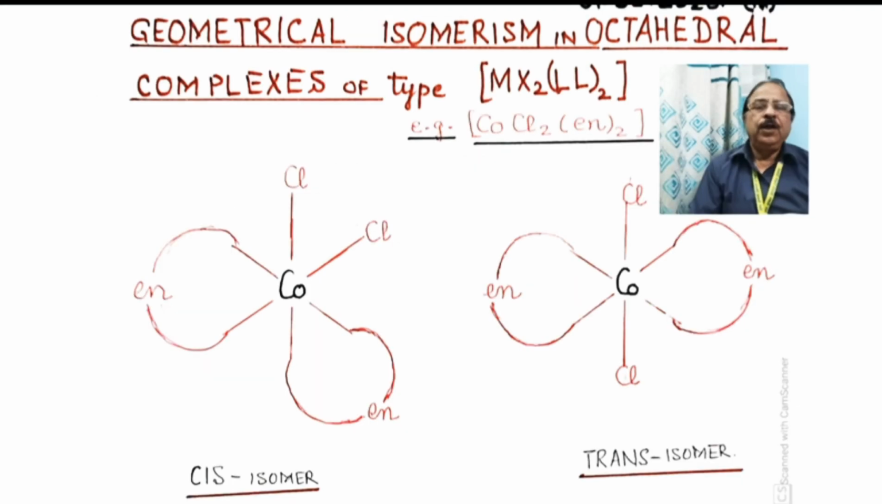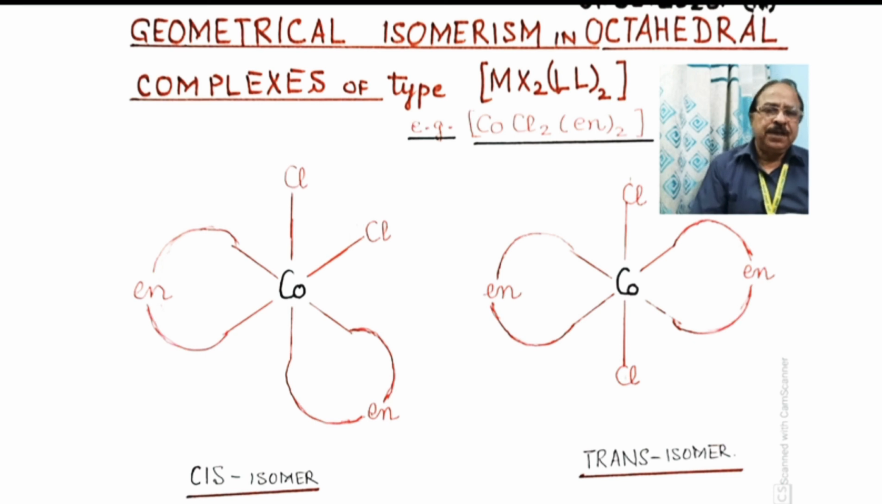MX2L4. Now we will understand geometrical isomerism in octahedral complexes of the type MX2LL2. It means that with the metal atom, 2 unidentate ligands X2 are bonded, and 2 didentate ligands, which are represented by LL in brackets, are bonded, right? So let us see geometrical isomers of this type.